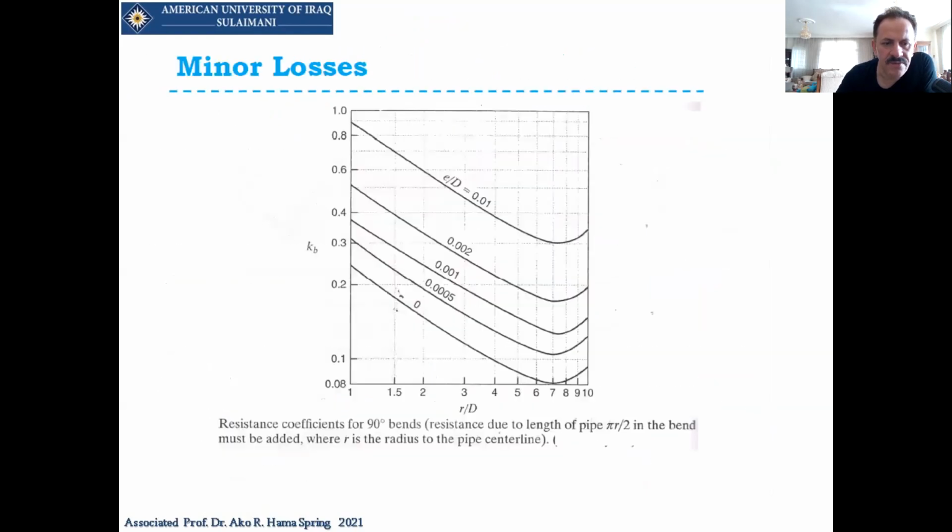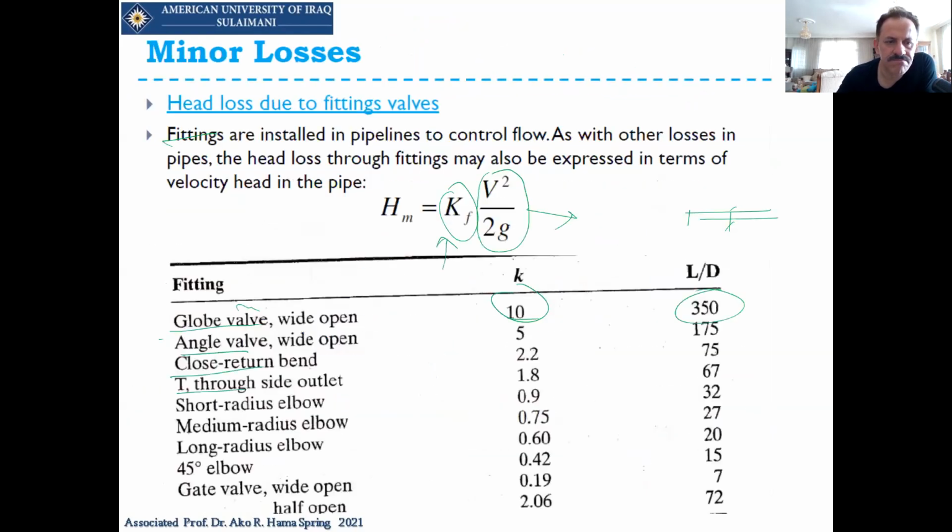Now we have another thing. We have it for the angle valve, and we have it for the T. For example, for the T, we have 1.8 if L over D is 6. So these are all the fittings, and each of these kinds of fittings has its own coefficient.